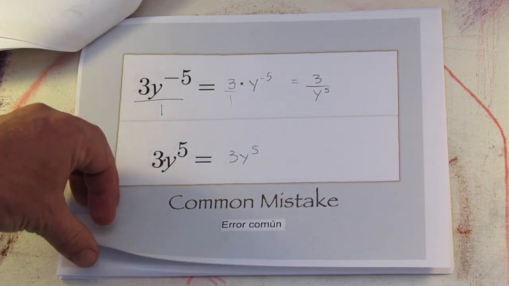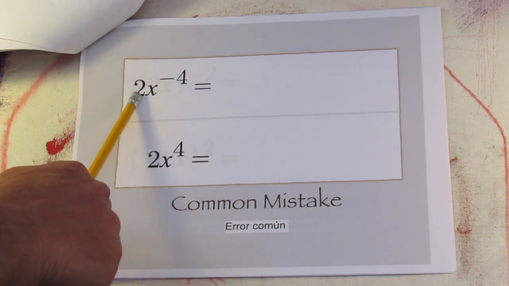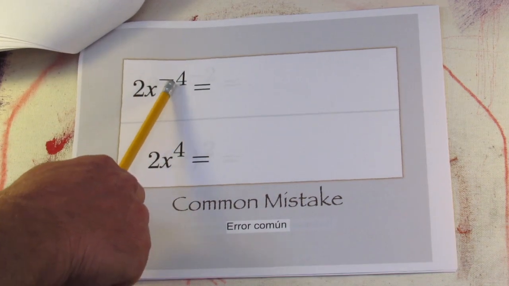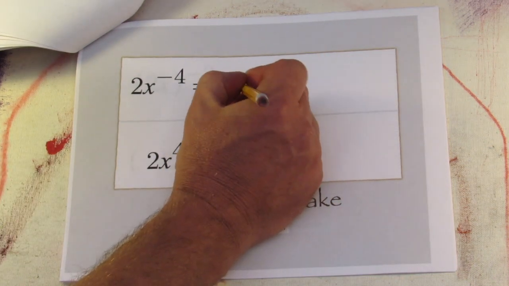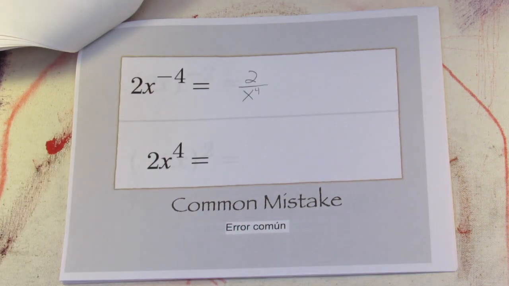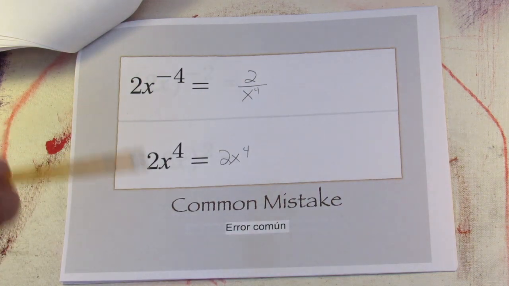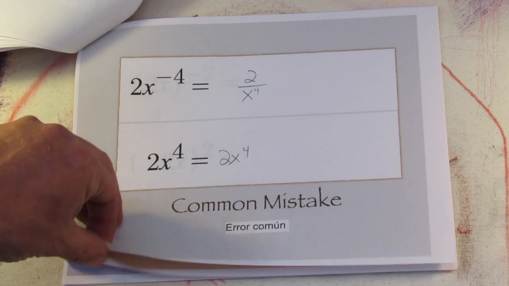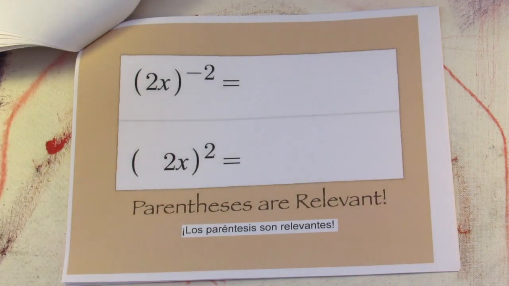Okay, so let's look at that common mistake again. Make sure this 2 is not taken to the negative 4, but the x is. That's going to put this x to the 4th in a denominator. But of course the 2 stays right where it is. And this is just 2 over x to the fourth. I'm just hoping you see the difference between the negative exponent and the positive one. Okay, so avoid that common mistake and you'll be fine.